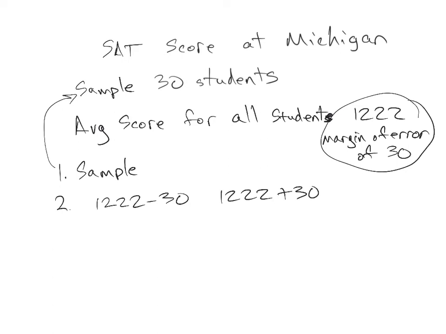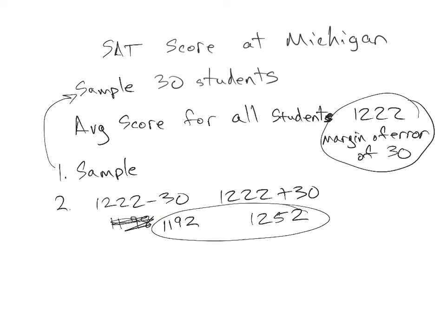So let's do that calculation. We subtract 30, we're going to get... wait, I'm sorry, that's not right. 1192, sorry. And 1222 plus 30 is 1252. So these are the confidence intervals here, between 1192 and 1252.